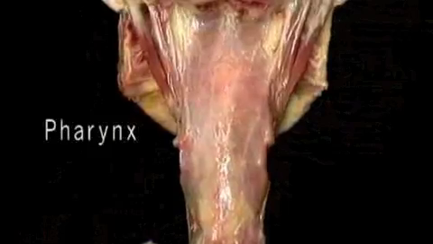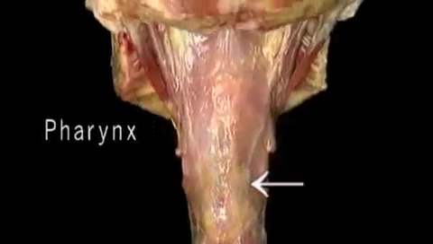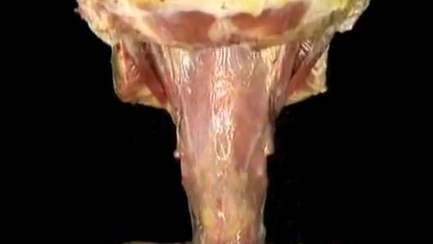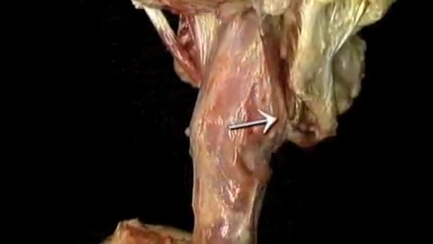Here's the pharynx. The pharynx extends from the base of the occiput to the level of the top of the clavicle. The upper part of the pharynx is partly hidden by the digastric muscle, which we'll remove.